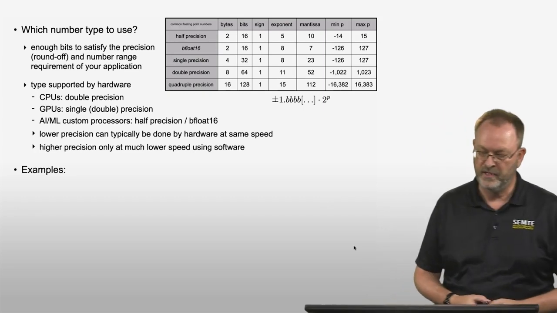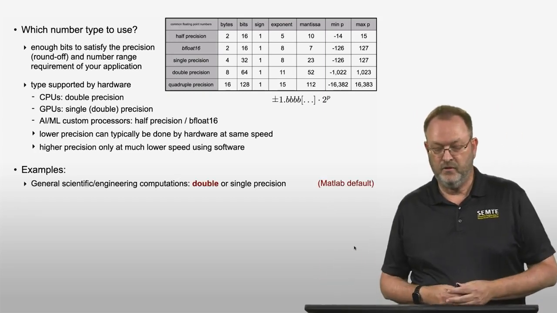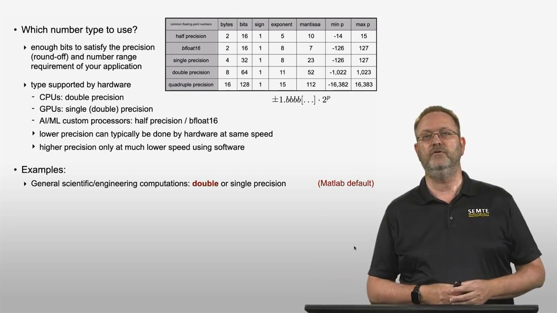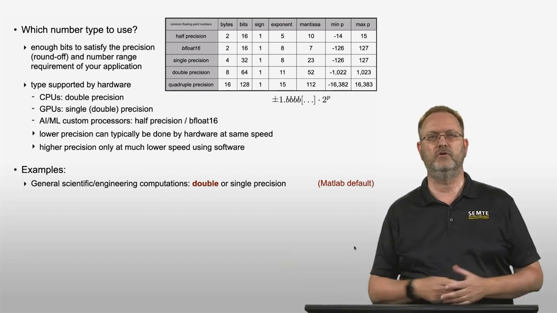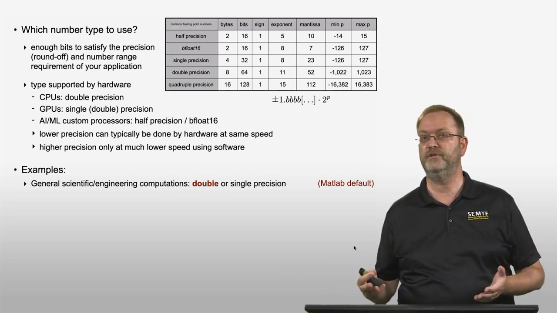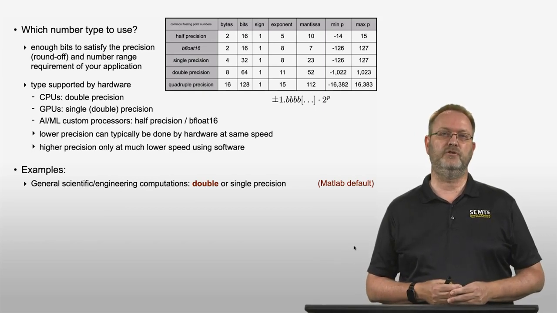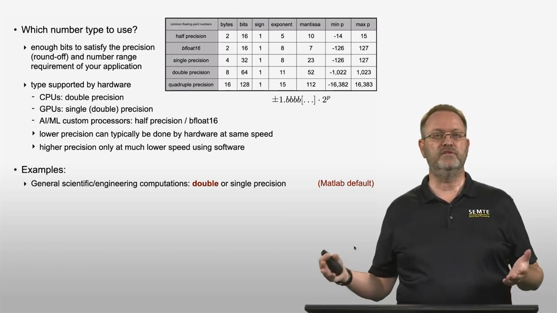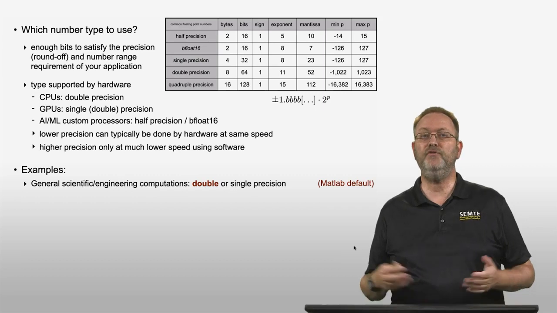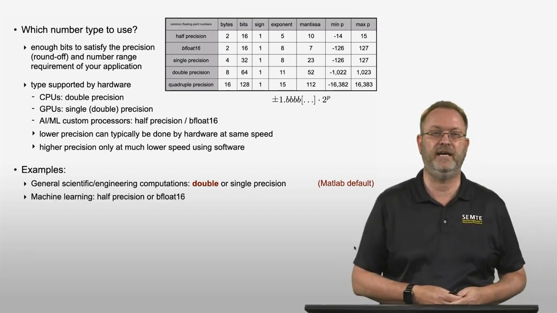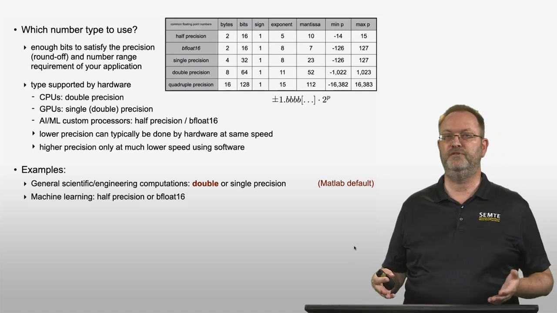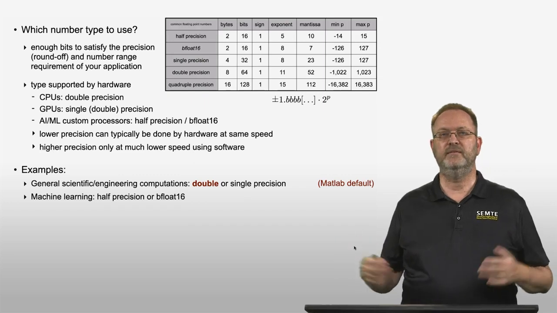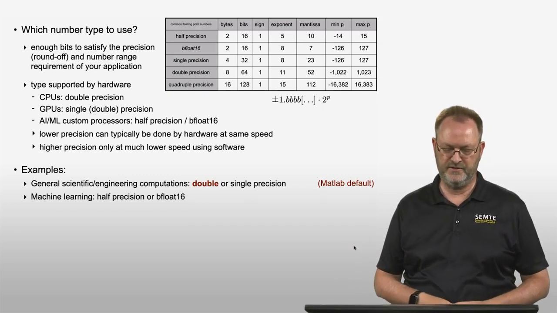So here are some examples. If you do general scientific or engineering computations, those nowadays are done in double precision. If you still have some legacy code, some legacy Fortran code, for example, oftentimes these are done in single precision, but probably in the last 20 or so years, the shift has happened to double precision. MATLAB by default actually uses double precision arithmetics. If you're interested in machine learning or AI applications, those are typically done in half precision or B-float 16 numbers. And oftentimes there is custom silicon that supports this at very fast speeds.